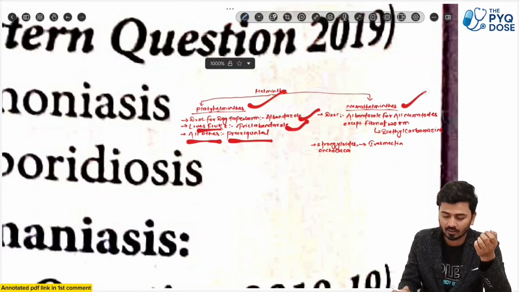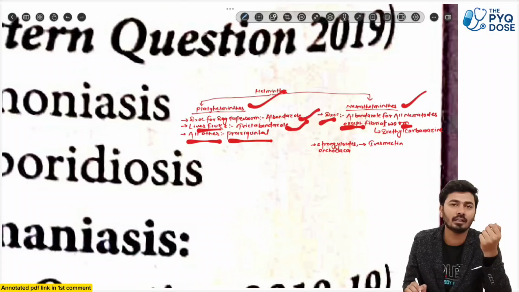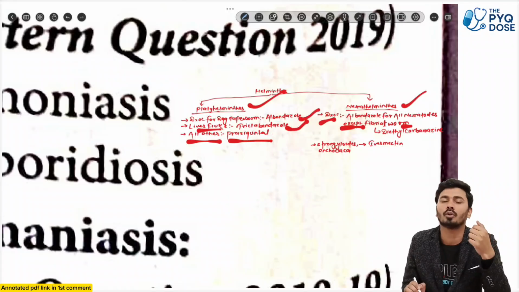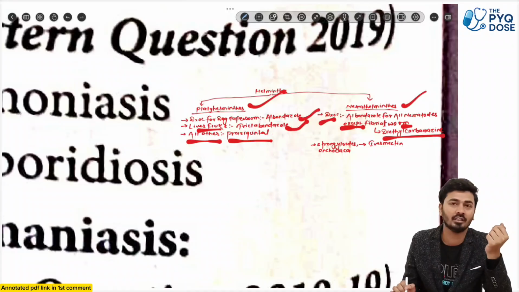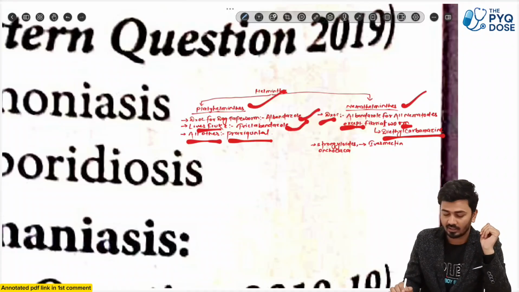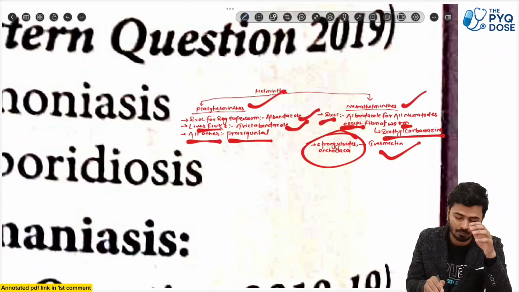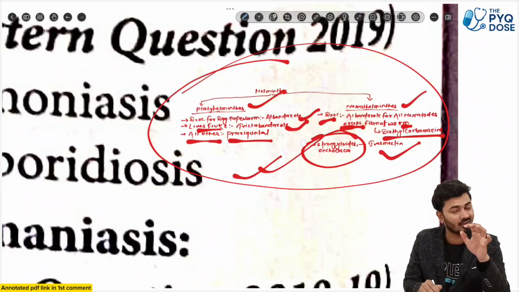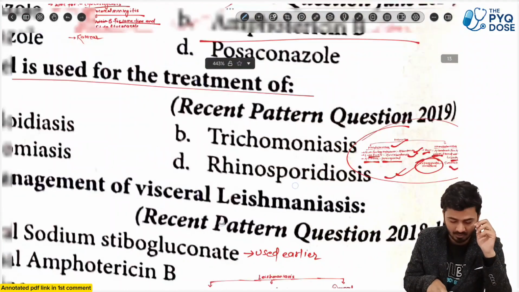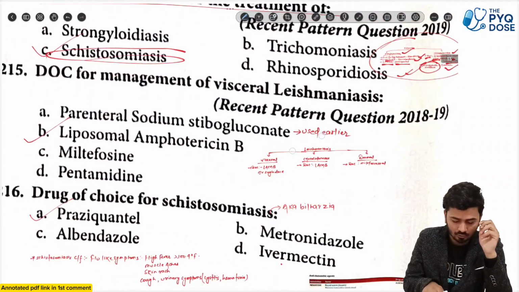Nemathelminthes are nothing but the roundworms. The drug of choice will be albendazole for all nematodes except the filarial worm. For the filarial worm, like Wuchereria bancrofti, which causes filariasis, we can use a drug known as DEC, diethylcarbamazine. Strongyloides and Onchocerca will be treated with ivermectin. If you remember this much, all your antiparasitic drugs can be remembered. Many questions will be made from here. So praziquantel is used for the treatment of schistosomiasis.